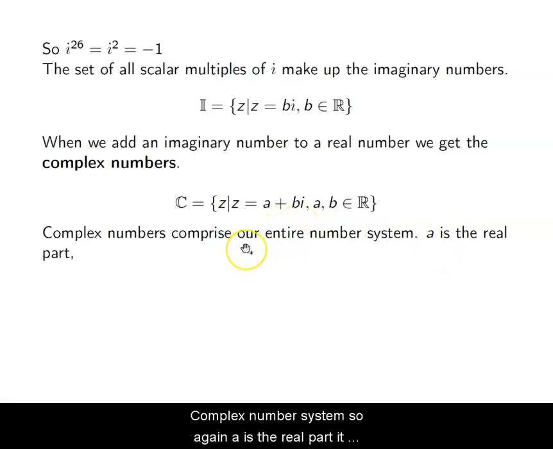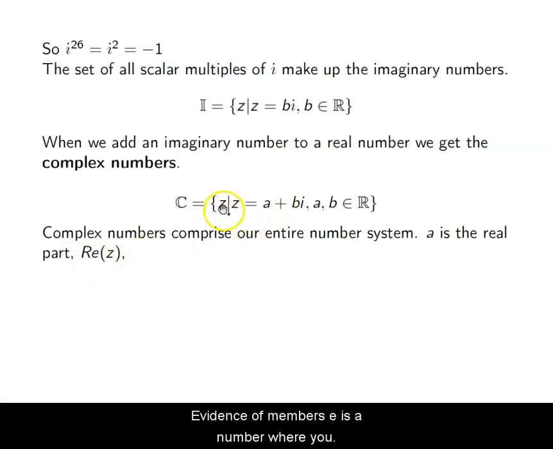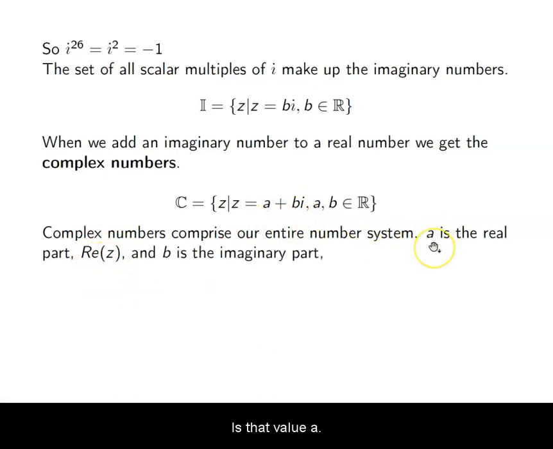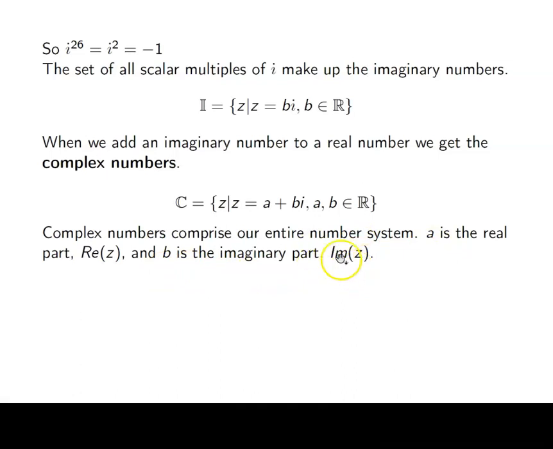So again, a is the real part. It comprises the real number system, which we call Re(z), the real part of z. So remember, z is the number we're using. z looks like a plus bi. So the real part of z is that value a. Okay, b is the imaginary part, which we call Im(z), the imaginary part of z. The imaginary part of z is that value of b that we have.